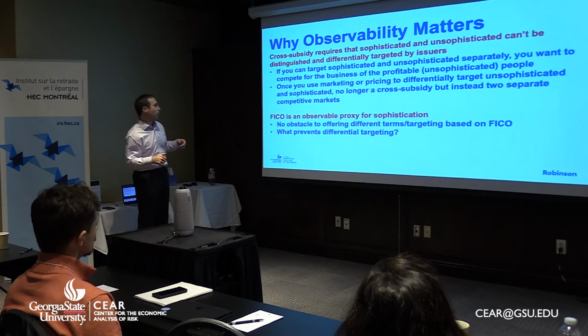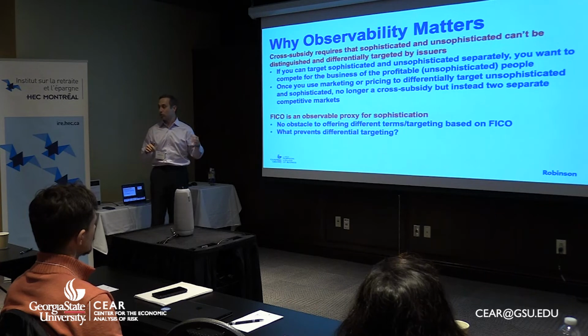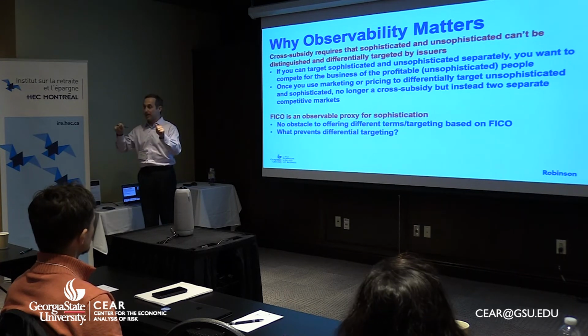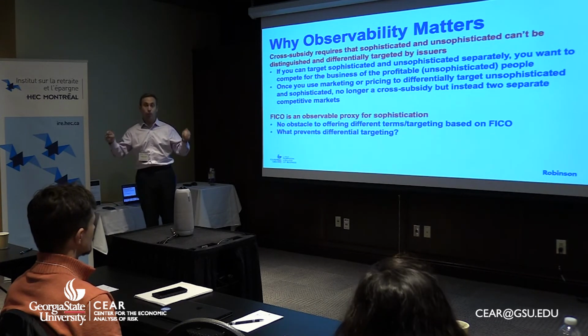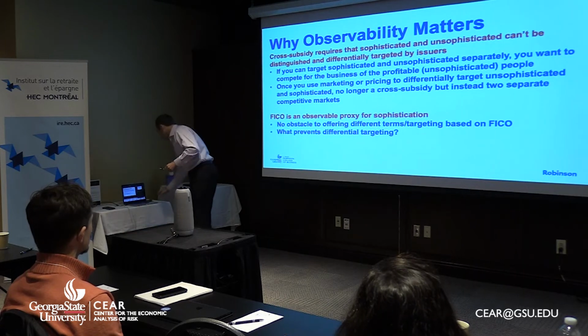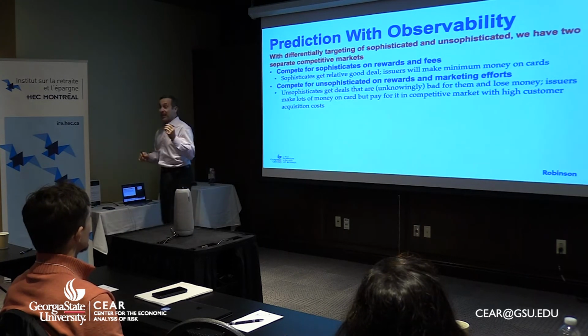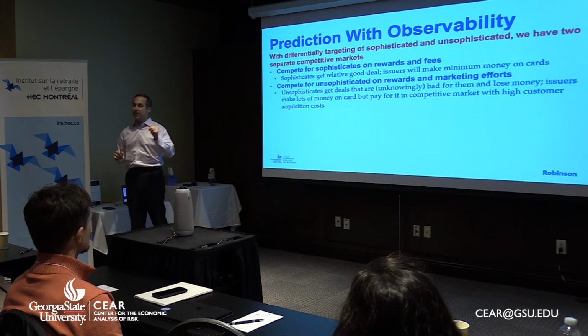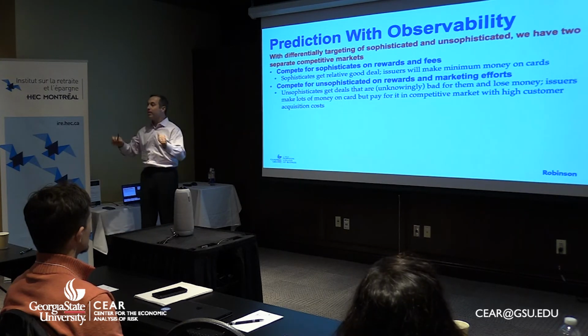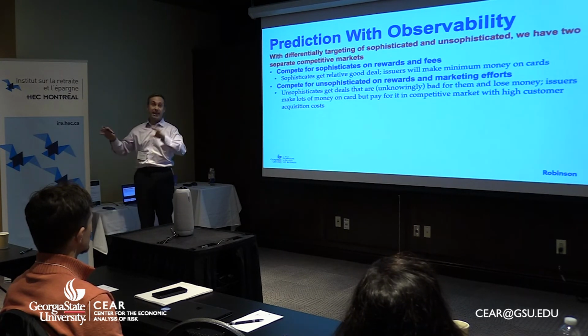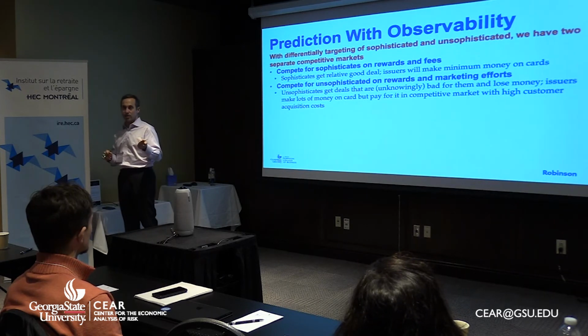Okay, so there's really no obstacle to differential targeting, so we would expect separate competitive markets for these different groups. The key thing I want to flag is that with observability, with these separate markets for the sophisticated and the unsophisticated, for the high FICO and the low FICO, you get a lot of the same predictions.